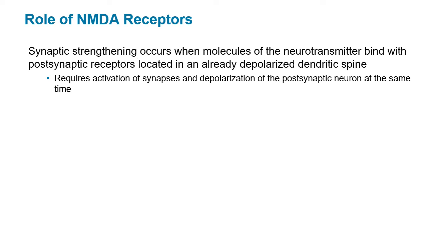And really what we're looking at here, there's two different systems. And the first is the NMDA receptors, or there's two different types of receptors that we're going to look at. The first is the NMDA. And this is basically when the neurotransmitters bind with the postsynaptic receptors located on an already depolarized dendritic spine.